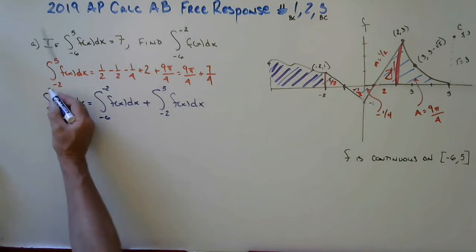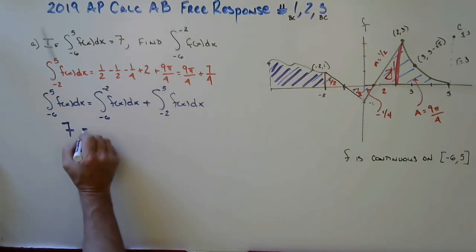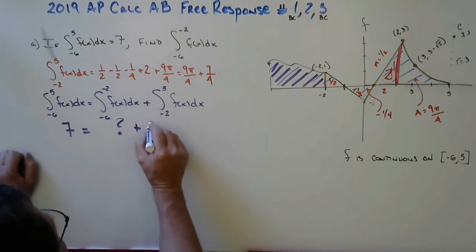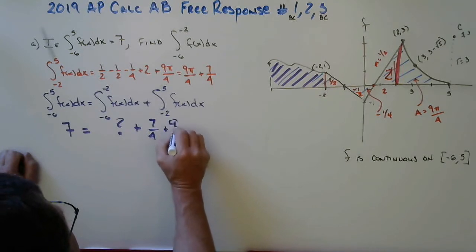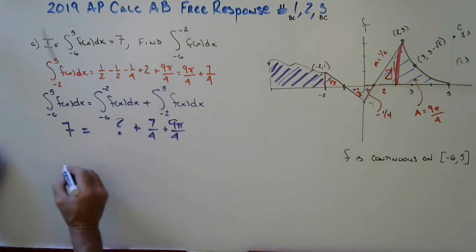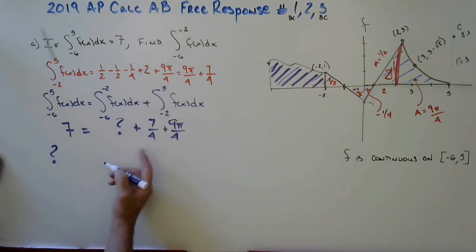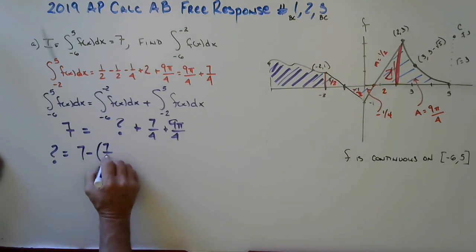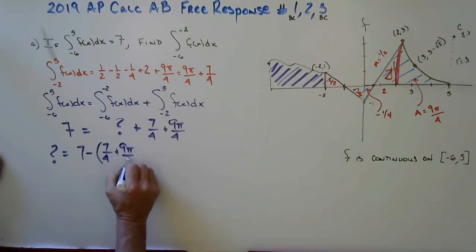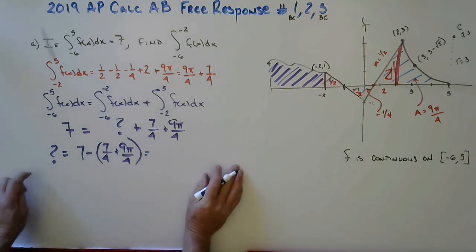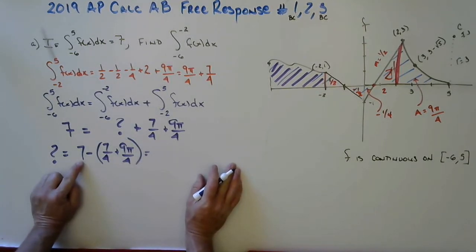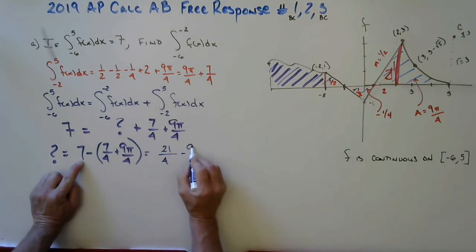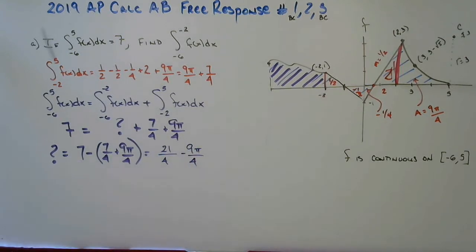Well, what do we know? We know the entire thing is 7, right? This is the part we're trying to find. We know this piece is 7/4 plus 9 pi over 4. So the part we need is 7 minus 7/4 plus 9 pi over 4. And what is that going to equal? Well, 7 is 28/4, right? Minus 7/4 gets us 21/4 minus 9 pi over 4. All right?